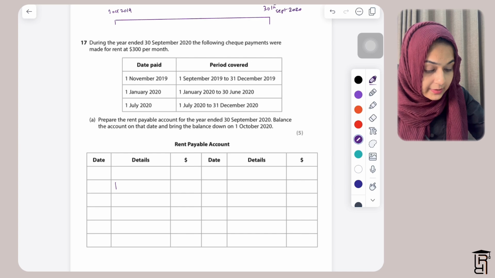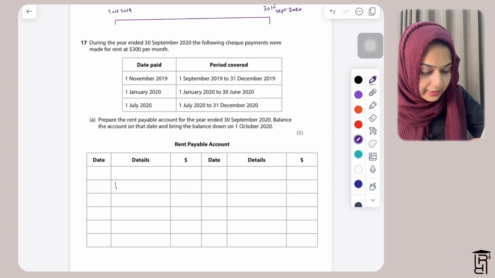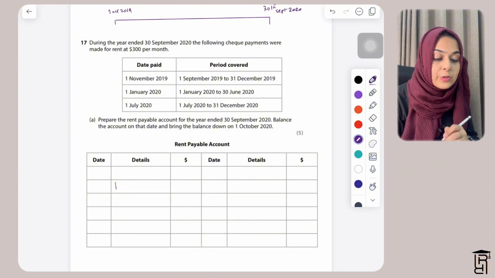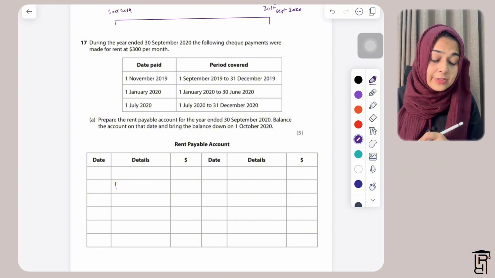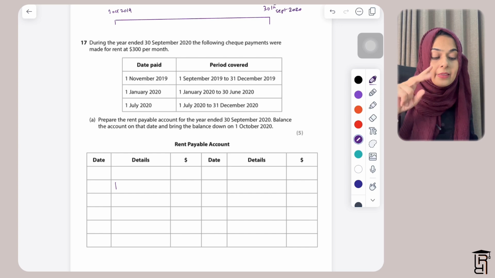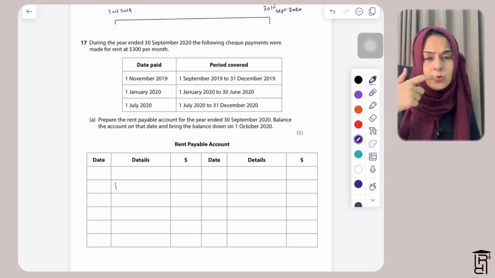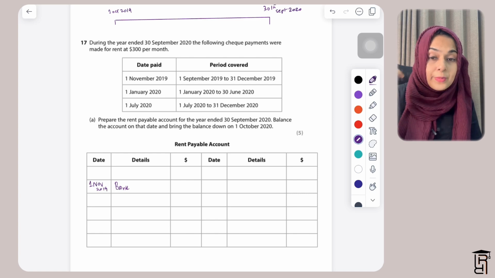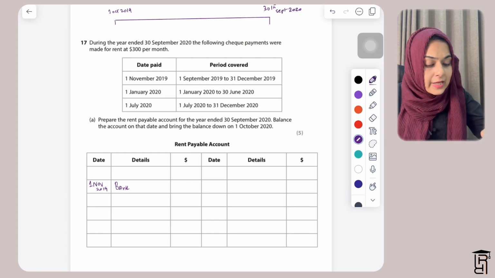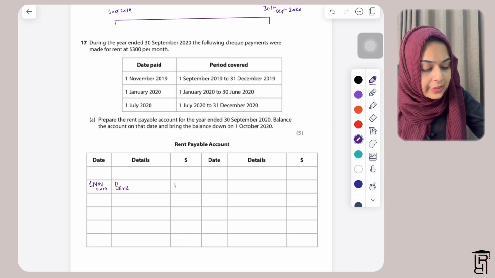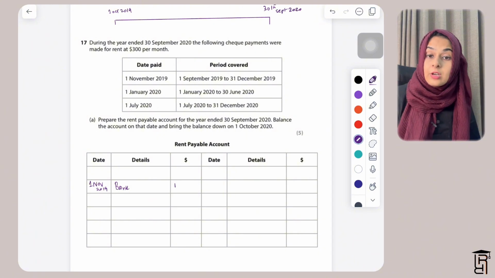This will be 1st November 2019, and this is going to be for 1st November 2019 to 31st December 2019. These are 3 months, and 300 is the payment for 1 month. No, these are 4 months: September, October, November, and December. So you are going to write 1200, 300 into 4.